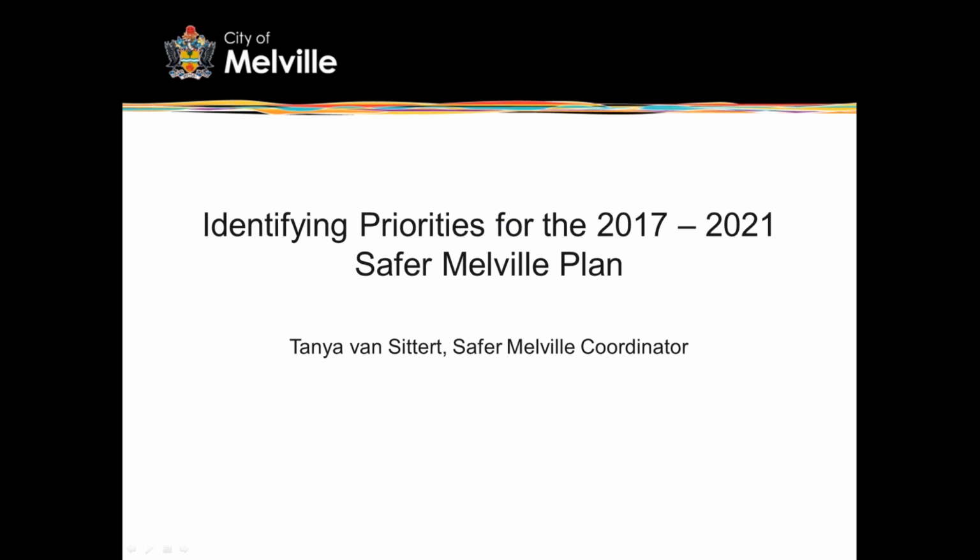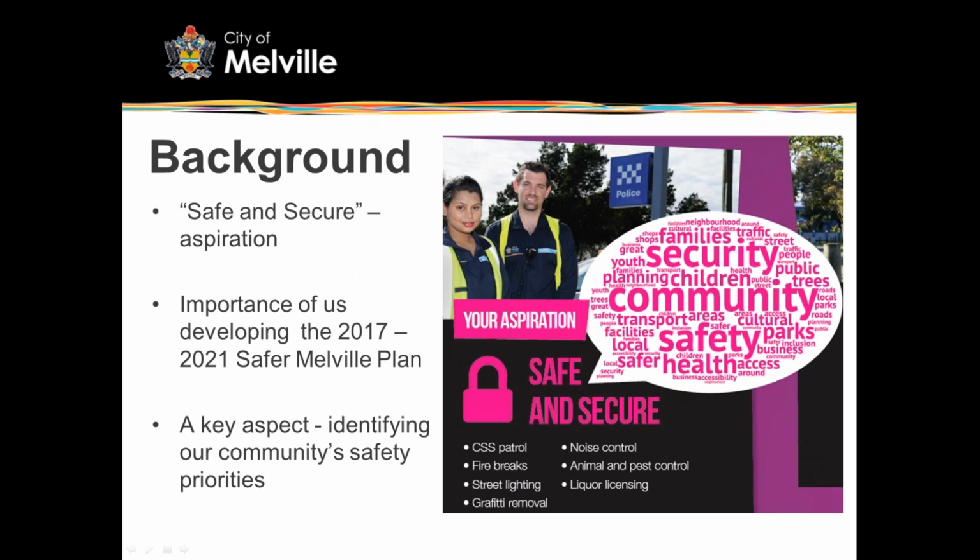I'll start with a bit of background. We had a 2012 to 2016 Community Safety Crime Prevention Plan, which was successfully implemented. And safe and secure was one of the aspirations identified by our community in the city's strategic community plan. This highlighted to us the importance of reviewing that community safety crime prevention plan and developing the 2017 to 2021 Safer Melville Plan to achieve our community's aspiration.